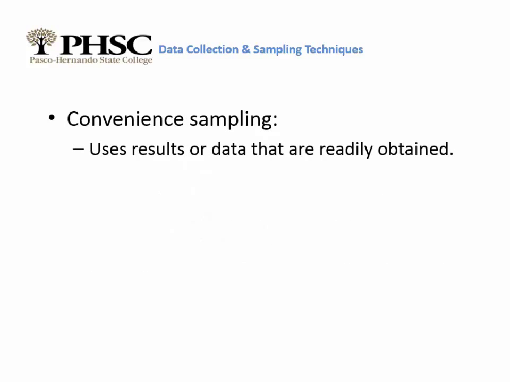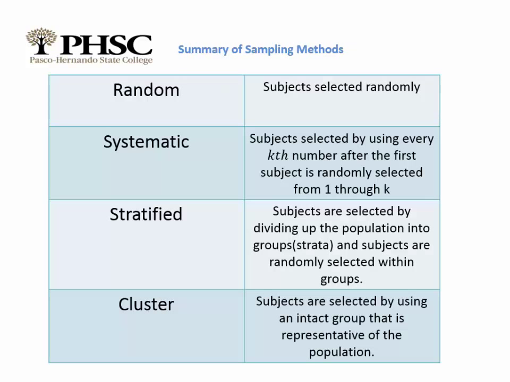Now, convenience sampling just uses results or data that are readily available or obtained. Now, convenience sampling has a risk of being biased, so we have to be careful with convenience samples.